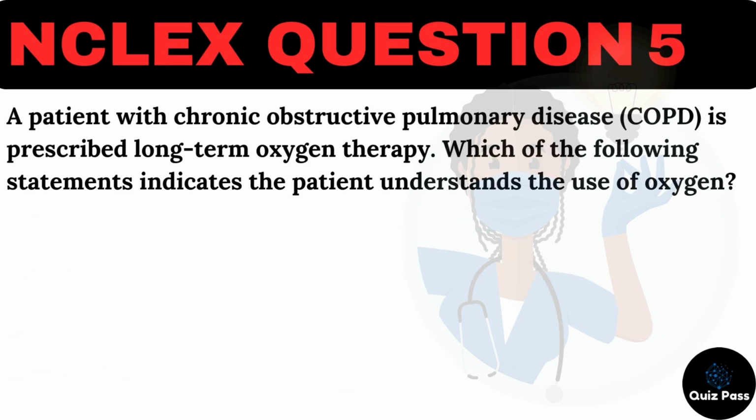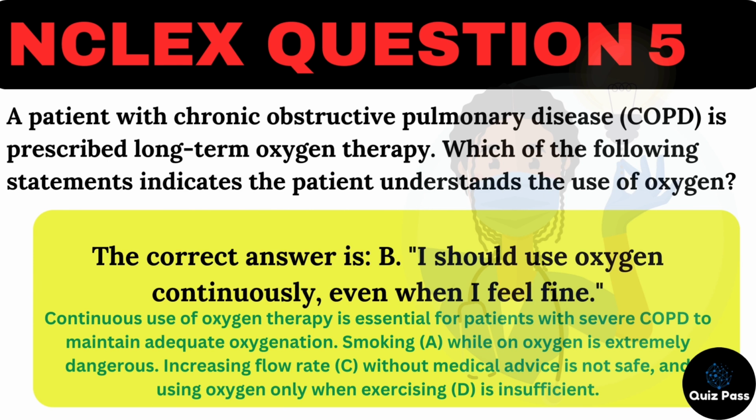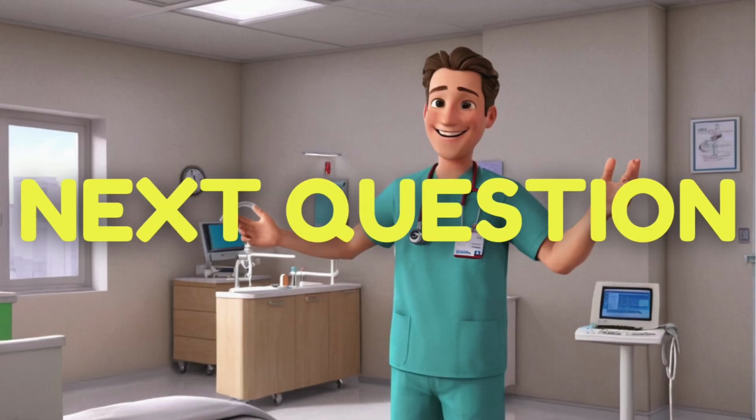The correct answer is B. I should use oxygen continuously, even when I feel fine. Continuous use of oxygen therapy is essential for patients with severe COPD to maintain adequate oxygenation. Smoking, A, while on oxygen is extremely dangerous. Increasing flow rate, C, without medical advice is not safe, and using oxygen only when exercising, D, is insufficient.